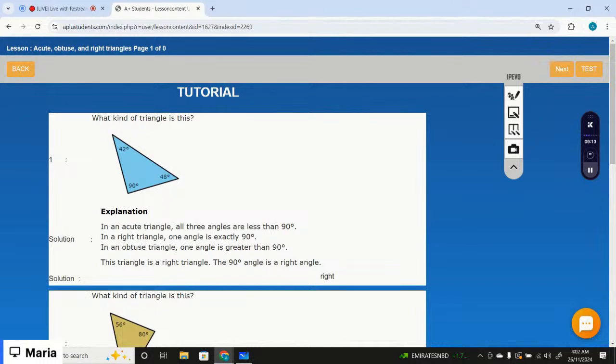What kind of triangle is this? So let's just look at the triangle. One of the angles is 90°, the other two are 48 and 42. So here you have an angle that measures exactly 90°, right? That means this angle is a right angle and the triangle is a right triangle. The correct option is right triangle.